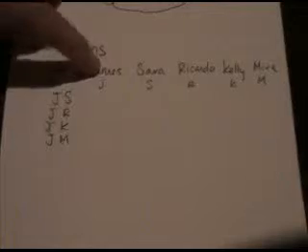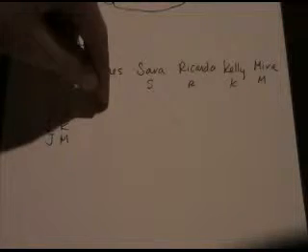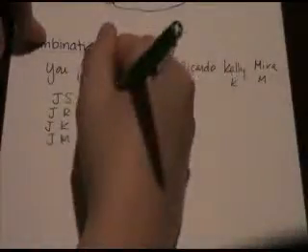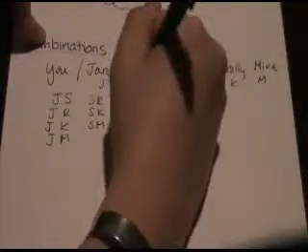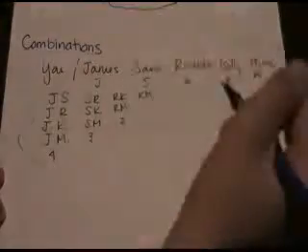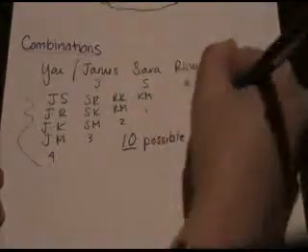Now, we already used James and Sarah. So putting Sarah, James, that's still the same 2 friends. So that would be a different order, which for combinations doesn't matter. So we'll start with Sarah, Ricardo. Then Sarah, Kelly, Sarah, Mira. For Ricardo, we have left Kelly and Mira, and then for Kelly, just Mira. So if you add those up, your sample space here, we have 4 plus 3 plus 2 plus 1, for a total of 10 possible combinations.